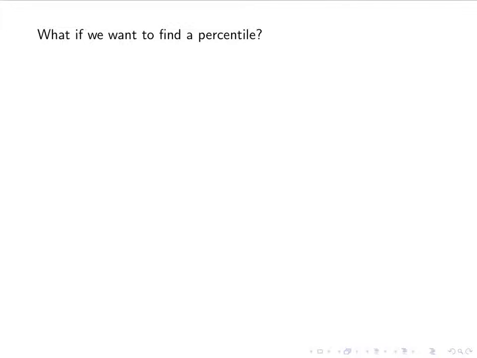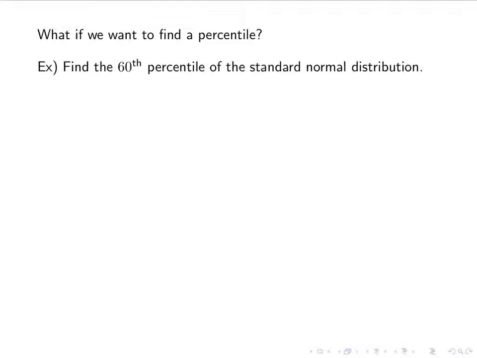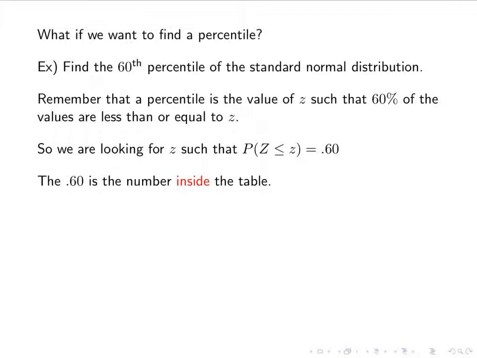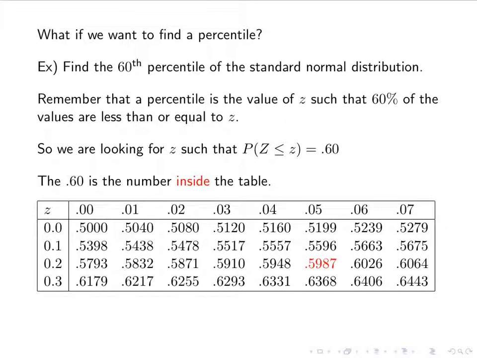What if we want to find a percentile? So for an example, let's find the 60th percentile of the standard normal distribution. Remember, a percentile is the value of z such that 60% of the values are less than or equal to z. So we're really going backwards here. We're finding z such that the probability of capital Z being less than or equal to z is 0.6. So the 0.6 that we're looking for is a number that's inside the table. So I have here again the little part of the table that we had. So we're going to look for 0.6 inside the table.